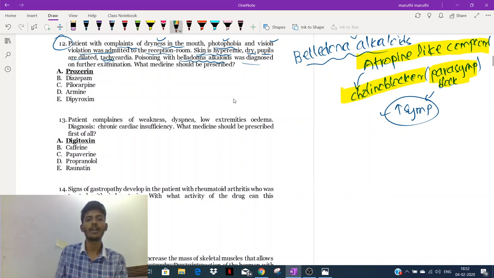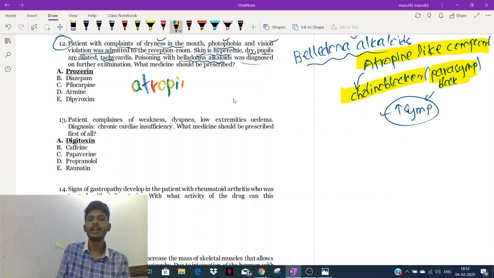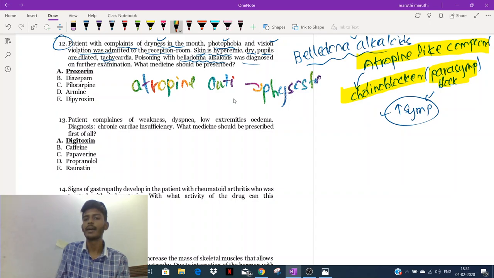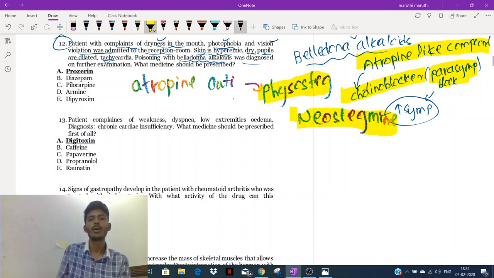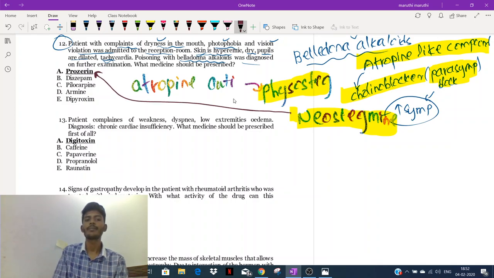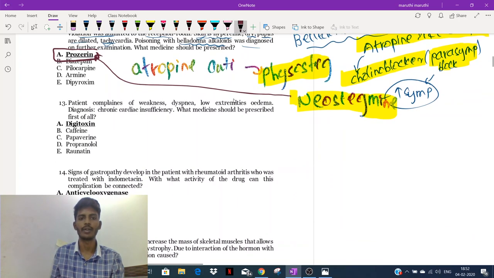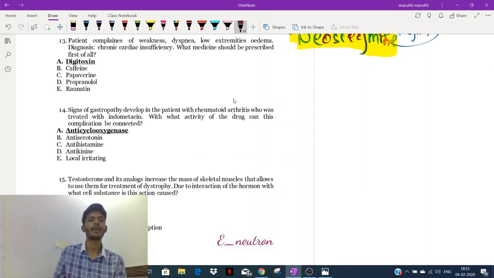Now what is the antidote for atropine? The antidote for atropine is physostigmine. If they ask you the question, what is the antidote for atropine, the answer should be physostigmine. But if your options don't contain physostigmine, then you can go for neostigmine. Usually, in reality, what we need to use is physostigmine. But prozerin is another name for neostigmine. This prozerin is one of the things mentioned in the Ukrainian questions, which you need to pay attention to, because the questions are sometimes translated from Ukrainian.